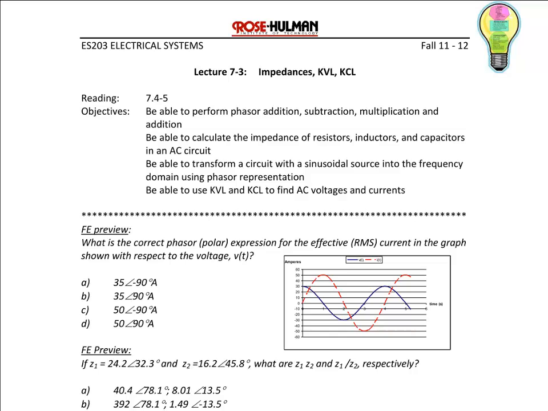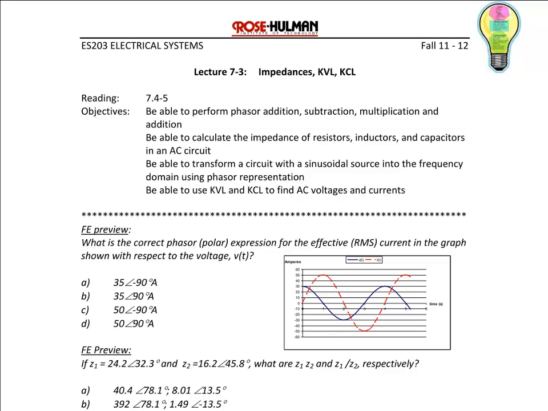By the end of today's lecture, students should be able to use phasors to do addition, subtraction, multiplication, and division, and we started that last lecture. You should be able to find the impedance of resistors, inductors, and capacitors in an AC circuit. And you should be able to transform a circuit with a sinusoidal source into the frequency domain by using phasor representation, and apply KCL and KVL to AC circuits.